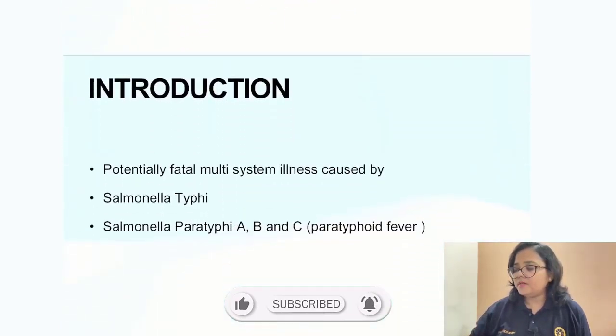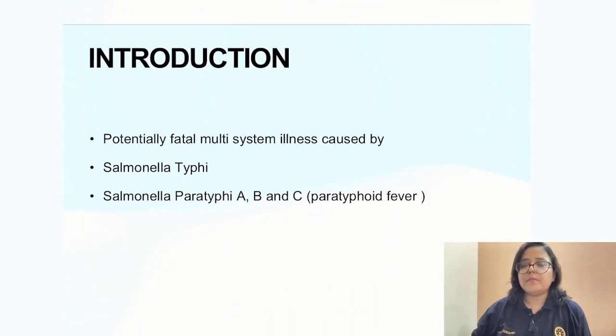It is a potentially fatal multi-system illness, and there are two bacteria implicated. One is Salmonella Typhi, and we also have Salmonella Paratyphi, which is of three species: Paratyphi A, B and C, which causes paratyphoid fever.